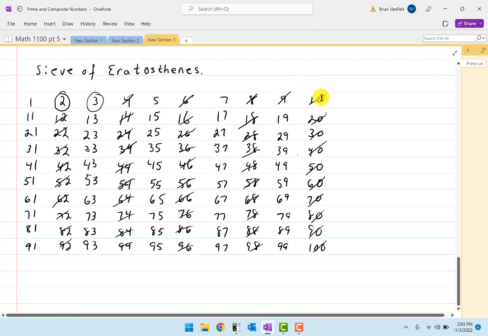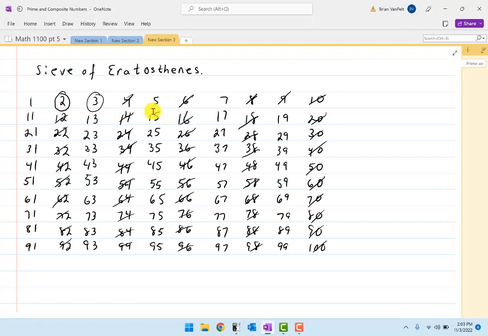Continue on. 1, 2, 3. 12 was already marked. 1, 2, 3. 15 was not marked. So I'm going to go through and take out the numbers that get wiped out by these. They're all multiples of 3.